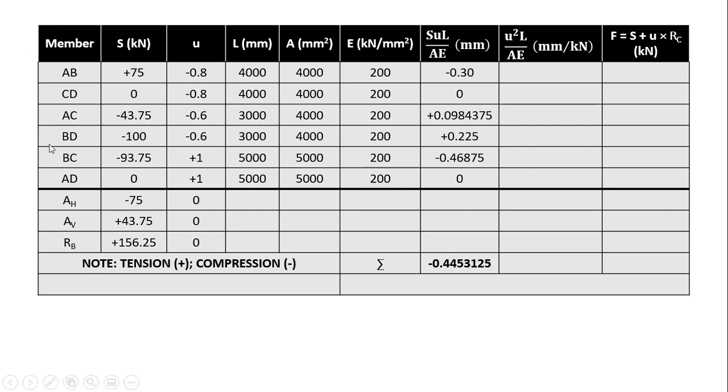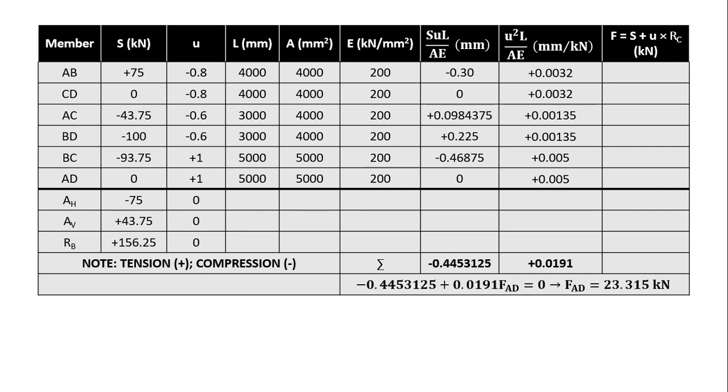Take note, nilagyan natin dito yung AD, syempre tinanggal natin siya, so yung bar force doon sa external loadings ay 0. Pero yung magnitude niya doon sa U ay positive 1 kasi nga nag-apply ka ng tensile force doon. In-assume natin na tension si AD. Okay? So proceed tayo kay U squared L over AE. Parehas lang naman ng process. Okay? These are the values. Lahat yan positive kasi U squared, no? Then sum up natin. Then apply the compatibility equation.